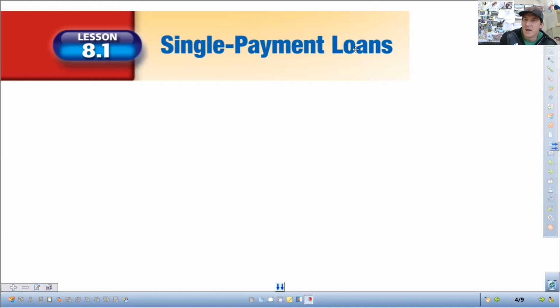You'll see a lot of similarities with what we just did with the savings account and interest in the savings account, because loans also accrue interest. When you take out a loan, you end up paying back more than you originally borrowed because of interest. So it's important to understand what interest is and how it works. Today we're going to be talking about single payment loans.